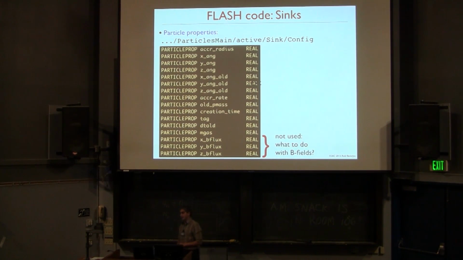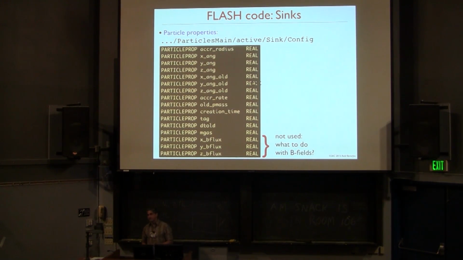In particular, again, if you want to implement some feedback model where a single particle should live a couple of million years because it represents a massive star and then goes off as a supernova, for instance, you can use the creation time to know how old your stellar cluster or your star is. And then there's a big question mark here about the magnetic field. What should we do with the magnetic fields? So far nothing is done, but the properties are already there.